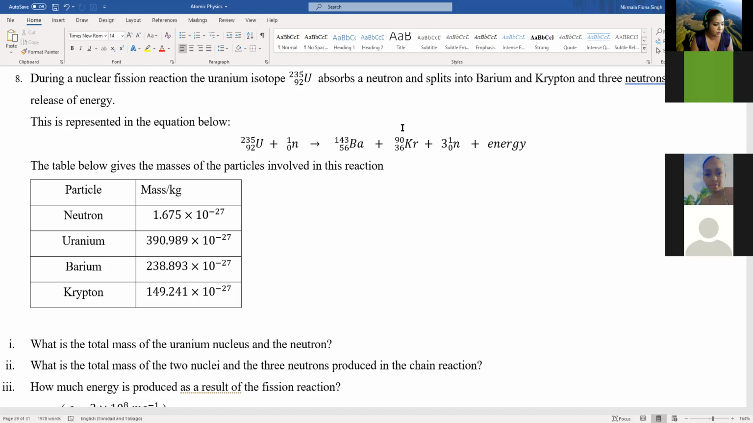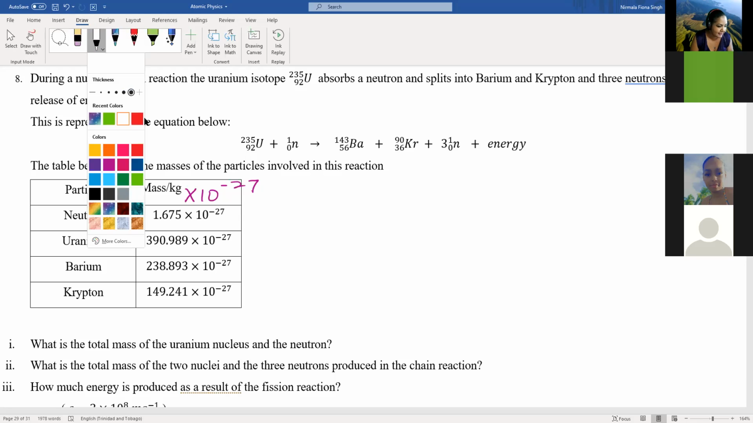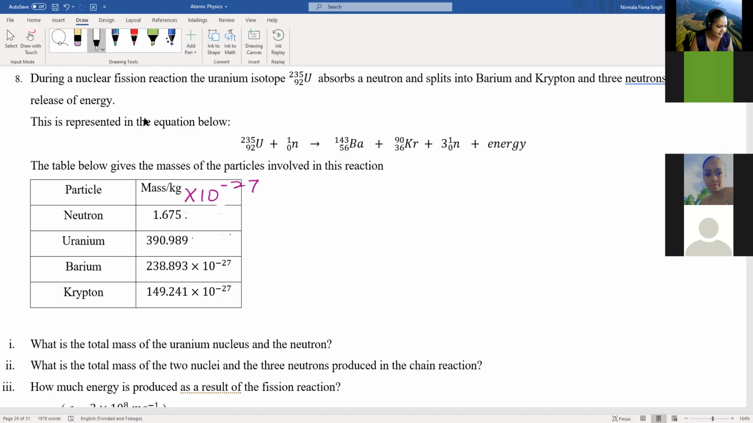The table below gives the masses of the particles involved in this reaction. So we have neutron, uranium, barium, krypton, all its masses. Now you all know I have an issue with this table, right? I would have written down 10 to the minus 27. This is how we would have done it in class, and then we would have just not had this in the table. Let's just make life nice and easy. But then you all will make mistakes, as I have seen people making mistakes of forgetting these things. Make life nice and easy, because you just see numbers in front of you.